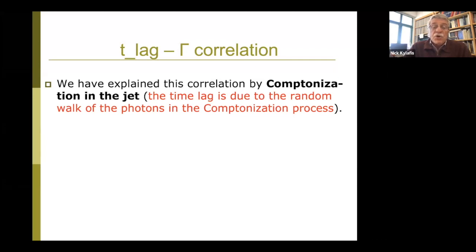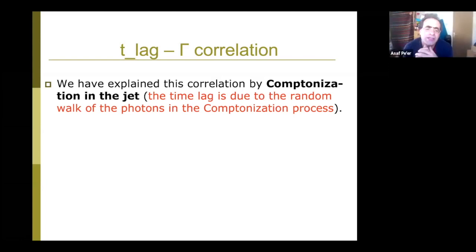The jet is also hot like the corona, and the more times a photon scatters, the more energy it gains, but at the same time, it is delayed because it has done a random walk in order to acquire this energy. So photons that scatter once or twice have a small delay. Photons that have 20 to 30 keV energy have scattered more times, therefore come later.